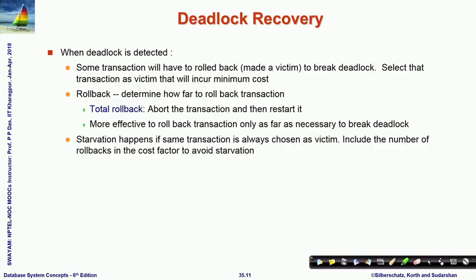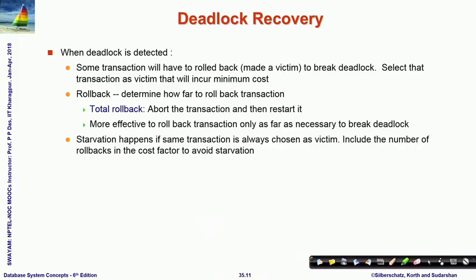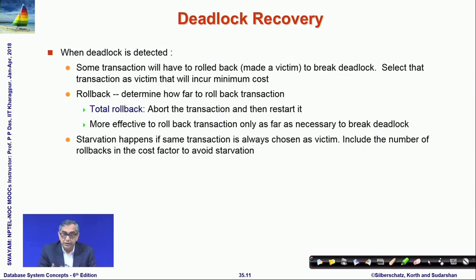So, those are some of the strategies which can improve the throughput and minimize the possibility of starvation. Starvation will again happen if the same transaction is chosen as a victim to be rolled back every time, which possibility exists. And so, the number of rollbacks is also usually kept as a cost factor.